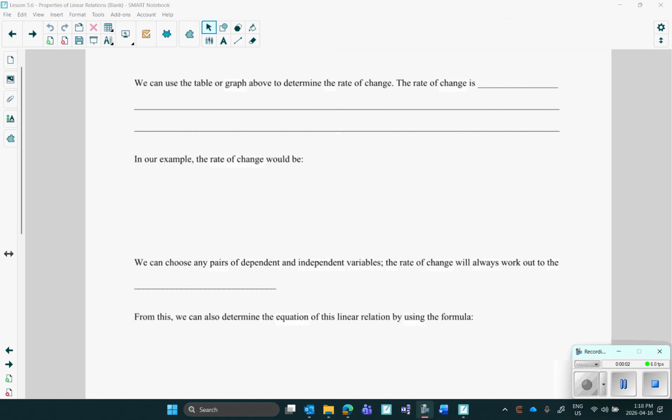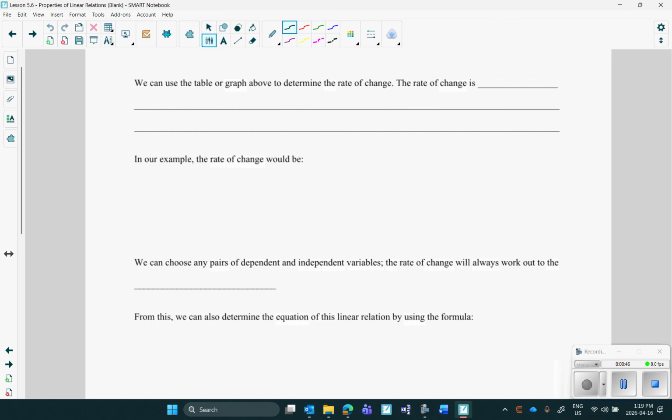So in the first part of this lesson, we talked about linear relations, meaning that in a graph, it's a graph that forms a straight line, or in a table, there's a constant change in the independent variable, the first column, and also a constant change in the dependent variable, or the second column. One thing we can calculate with linear relations, and it's something that you actually already know how to do, we're just going to call it a different name. And we call it the rate of change.